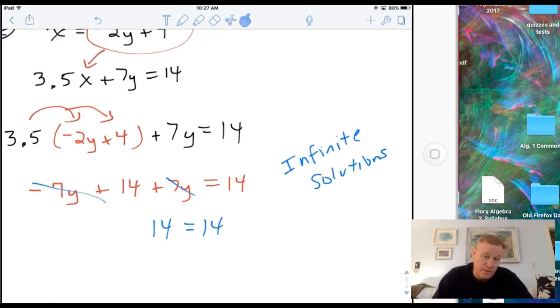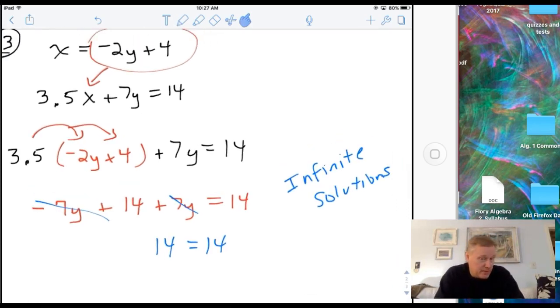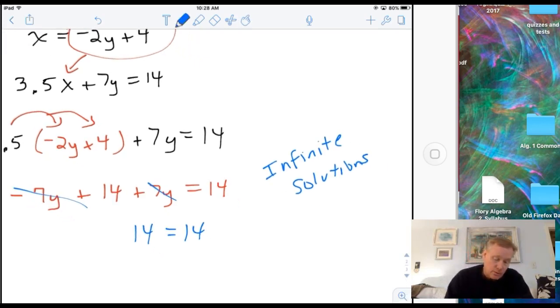If I got 2 numbers that didn't equal each other, if I got 6 equals 4, that would be no solution. Two things that equal each other. It could have been 0 equals 0, which is what I would have gotten if I had subtracted 14 from both sides there, so don't be thrown off by that. 0 does equal 0, that's why it's infinite.